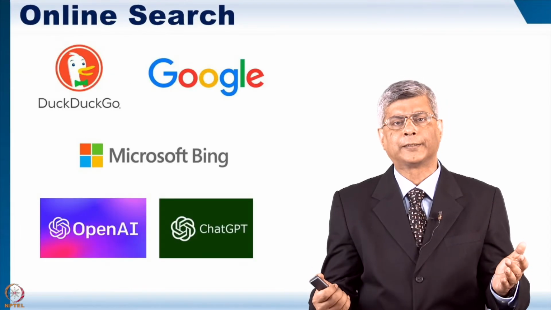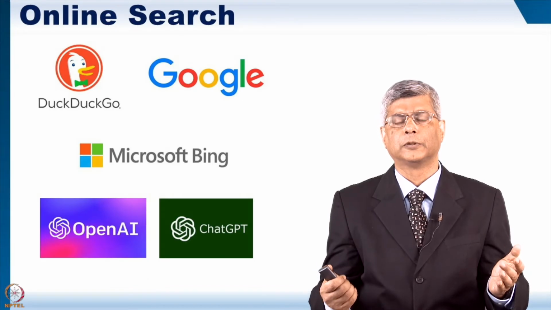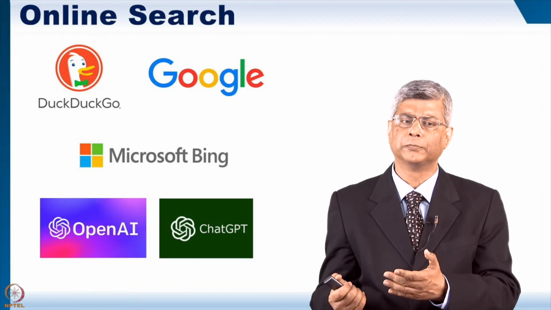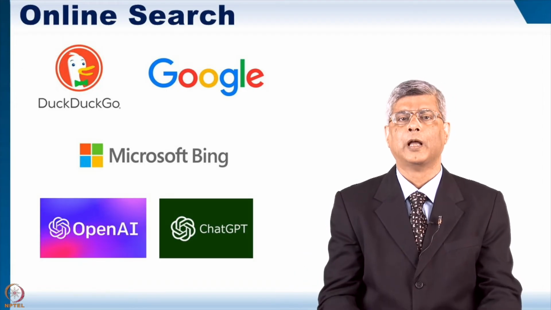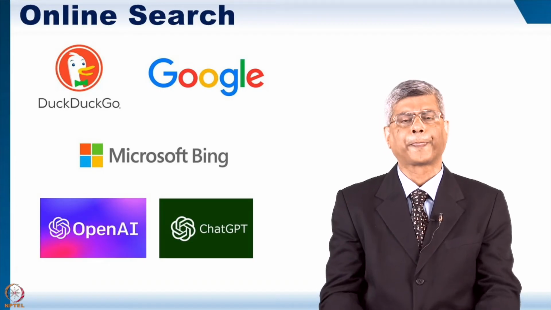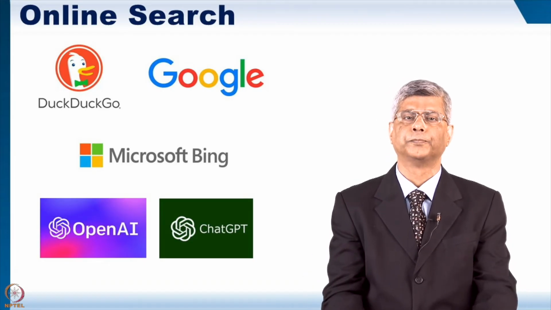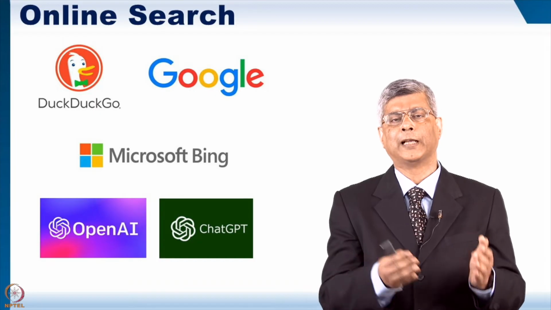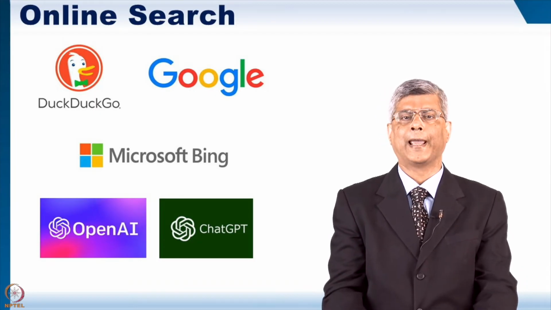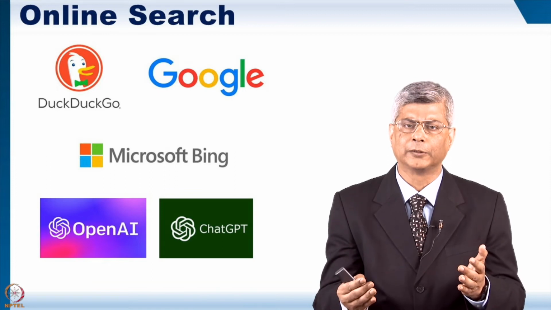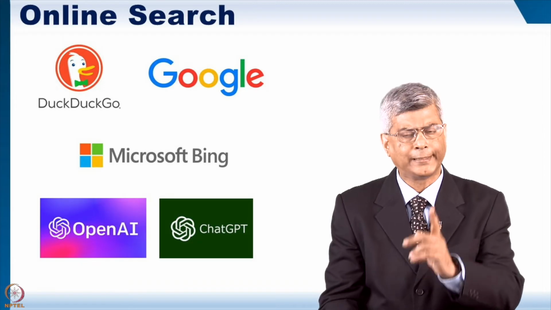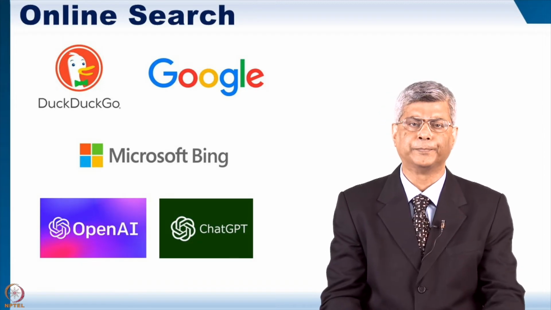How to do online search? Clearly, you go to a browser. You can use Google, you can use DuckDuckGo, Microsoft Bing, and for the last 1 year or so, you've got ChatGPT. So you can always go to ChatGPT or OpenAI, and you can type in your research questions, and you'll get a lot of data. Now, that's still secondary, second-hand data.